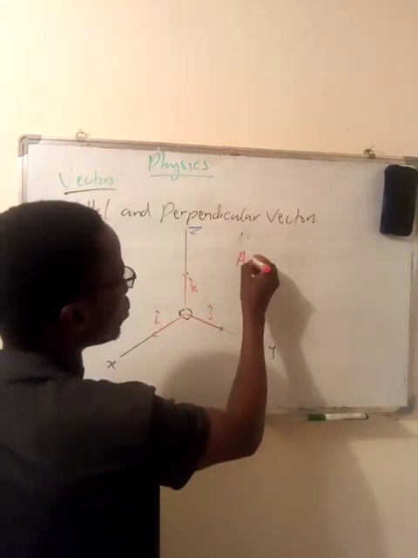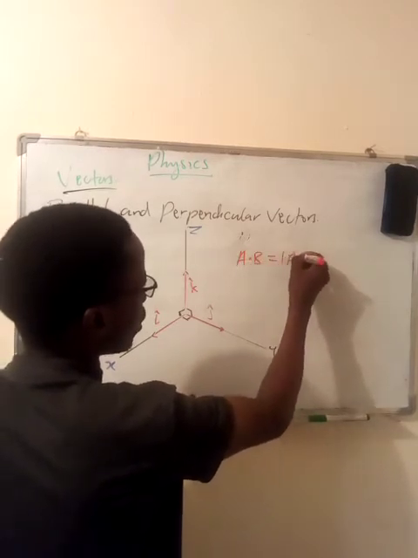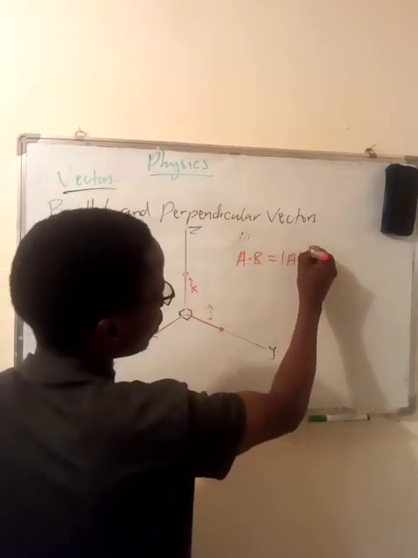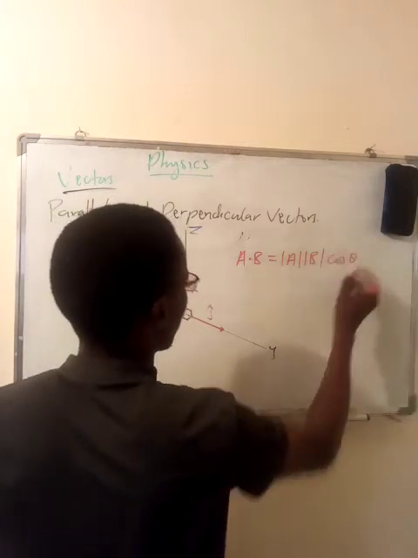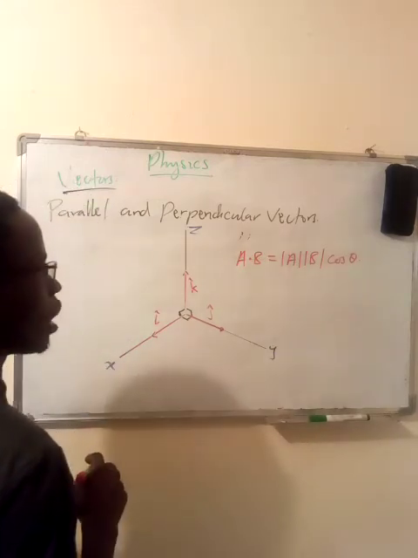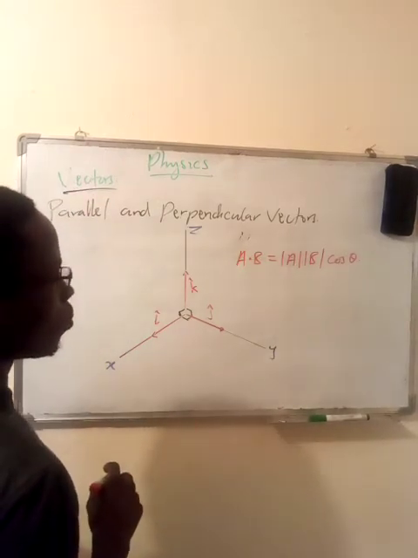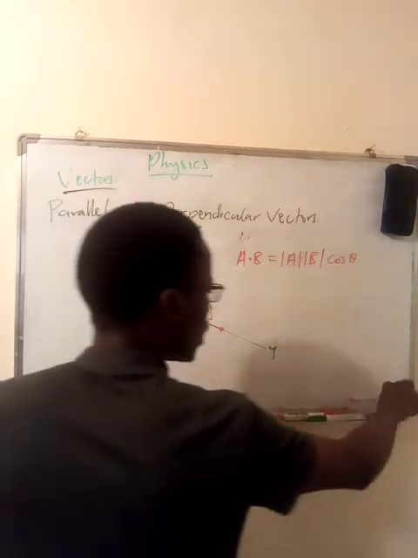So we can see that I and J are perpendicular to each other. If we were to draw them independently, we would have something like this, where this is I and this is J. And then here we have a 90 degrees angle. Okay, so that's what we have.